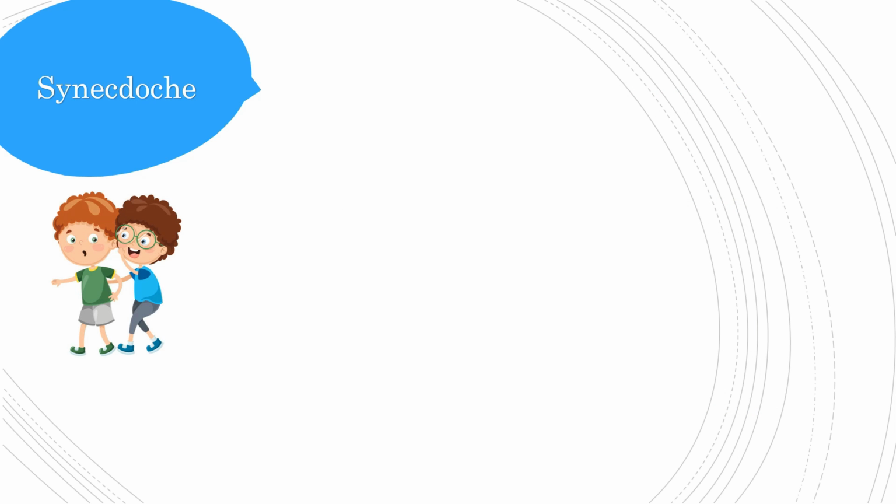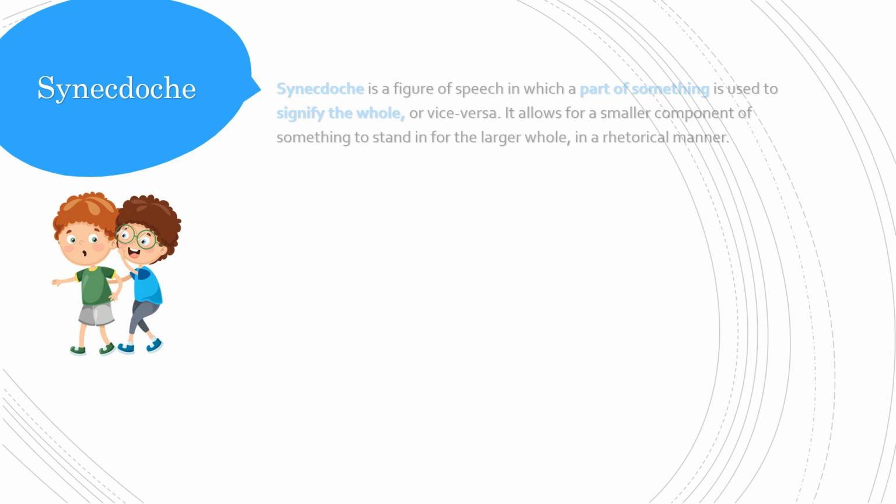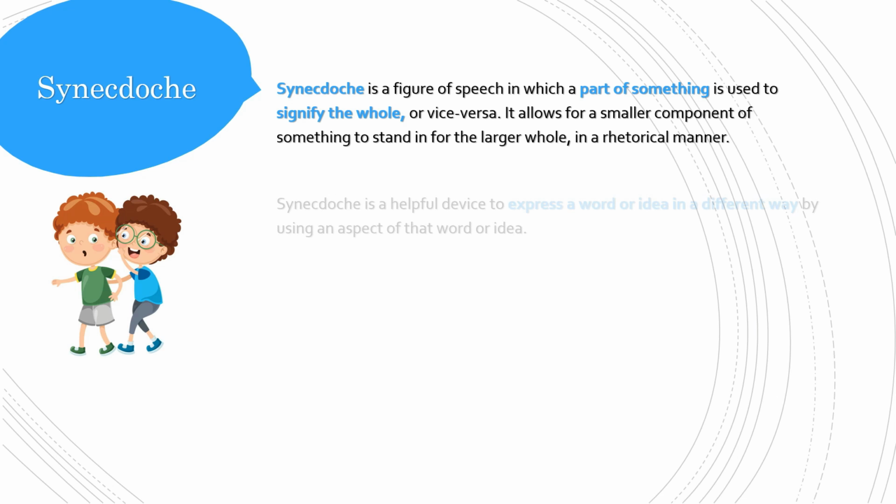Synecdoche. Synecdoche is a figure of speech in which a part of something is used to signify the whole or vice versa. It allows for a smaller component of something to stand in for the larger whole in a rhetorical manner. Synecdoche is a helpful device to express a word or idea in a different way by using an aspect of that word or idea.